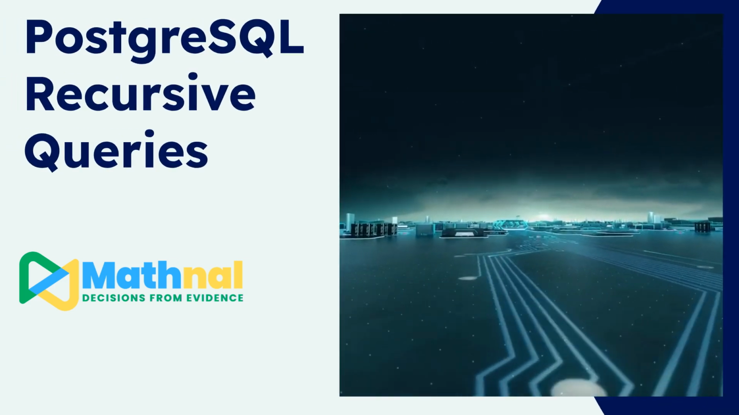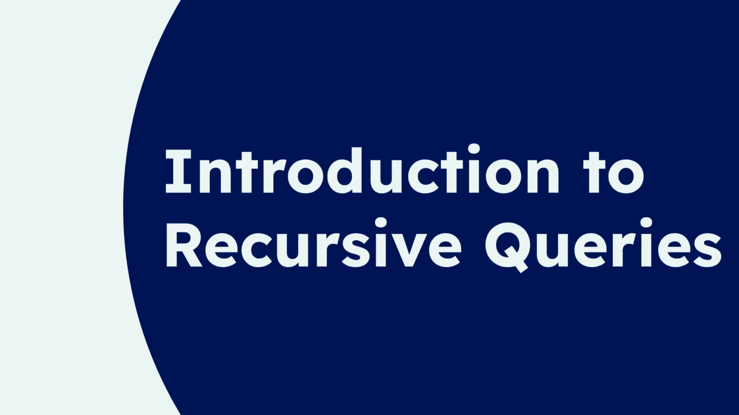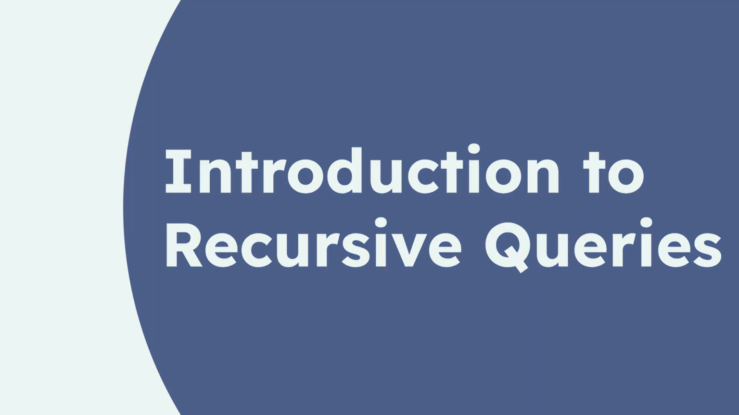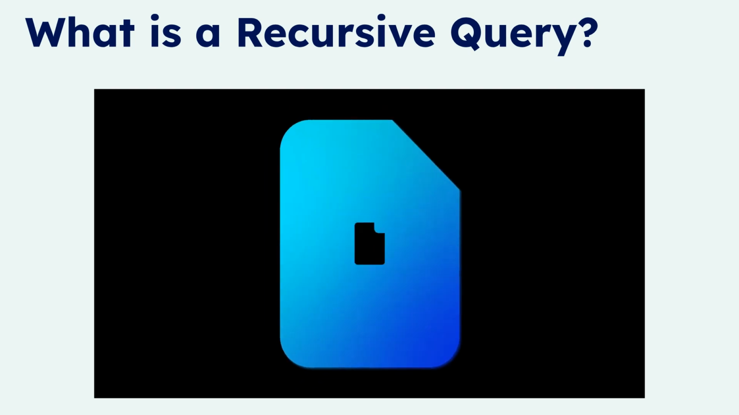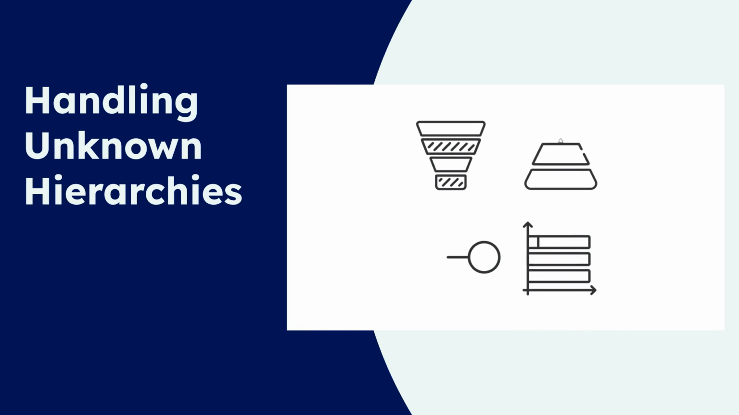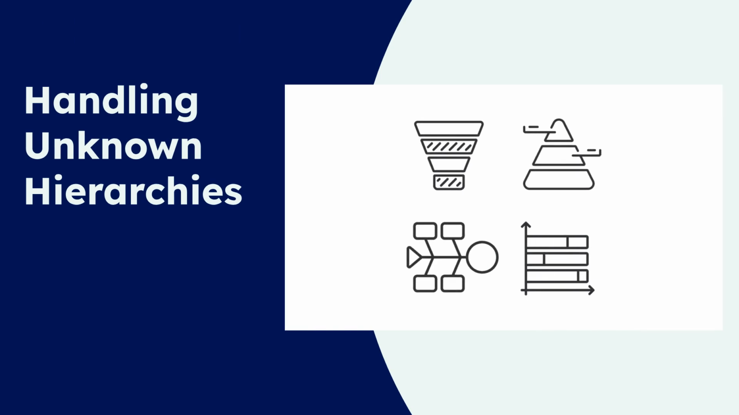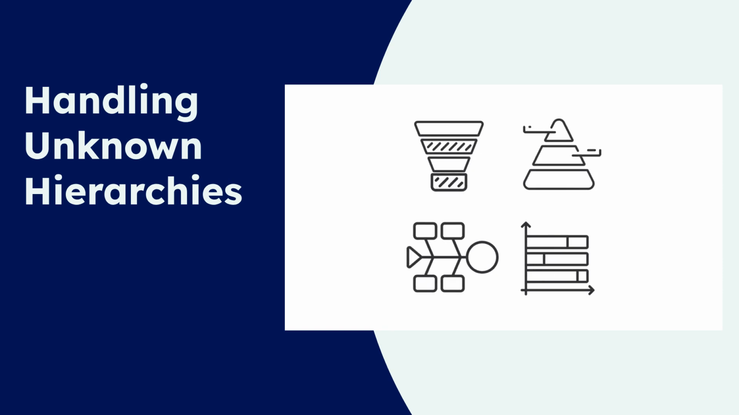Welcome. Today, we're diving into the powerful world of Postgres recursive queries. Let's start by understanding what these queries are and why they are so useful. A recursive query in PostgreSQL allows you to query data with a hierarchical or self-referencing structure, much like traversing a tree or graph. Their main purpose is to explore relationships where the number of levels is unknown or variable.